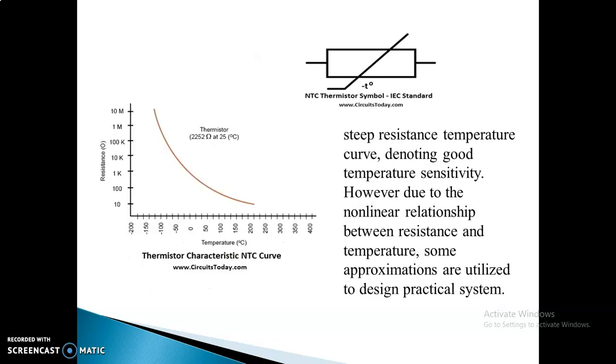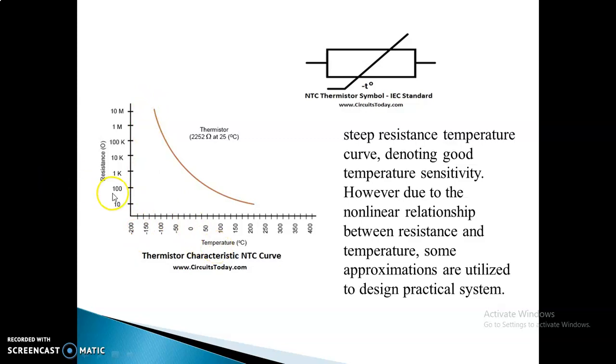So how can we find out whether a particular thermistor is NTC or PTC when you are going to purchase it? When you are looking at the diagram, your NTC thermistor symbol based on the standard IEC looks like this. Only thing is here it is minus T. But if you are going for positive temperature, that is PTC, instead of this minus T, the indication will be positive T degree.